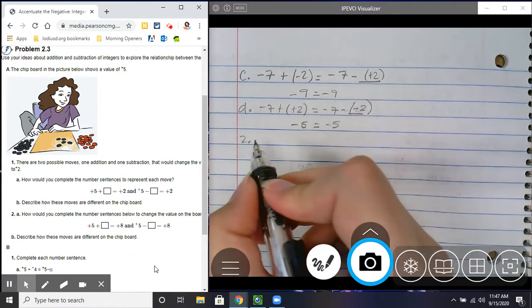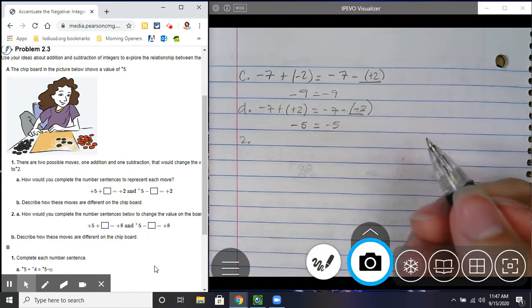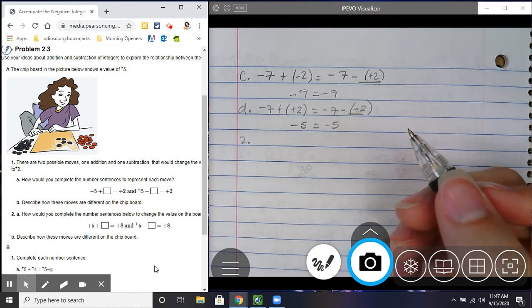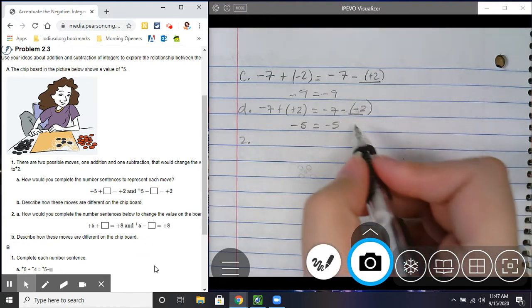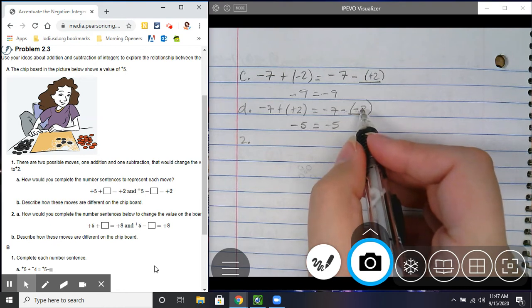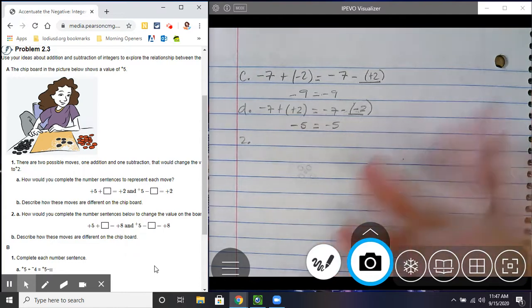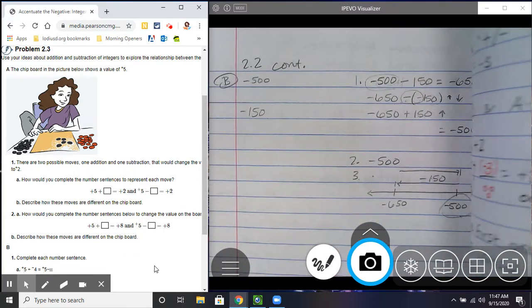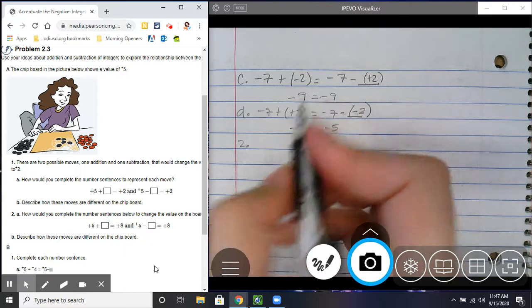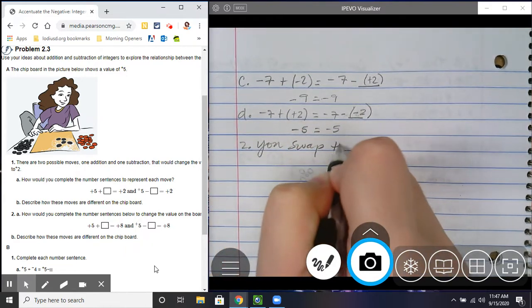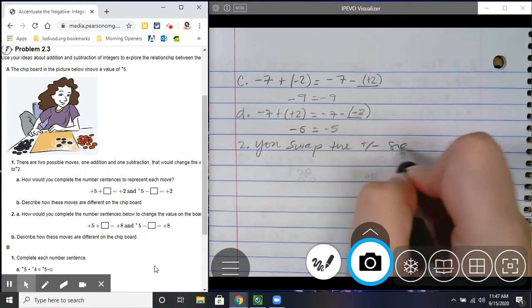And then number 2, B2, says, what patterns do you see from part 1 that can help you restate any addition problems as equivalent subtraction problems? So basically, if you just flip-flop the sign, I don't know if you guys noticed that. You just flip-flop the sign. So you can say something like you swap the positive negative sign.